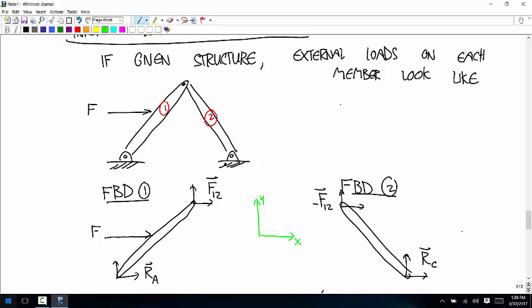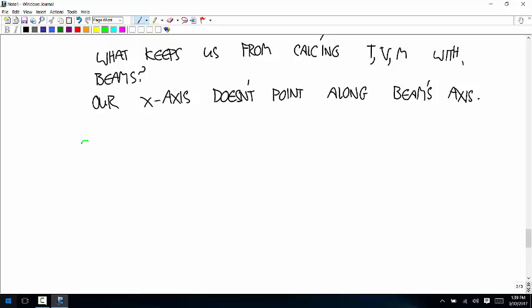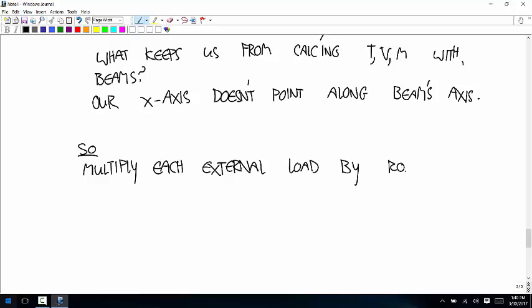Rotation matrices work really well for fixing that problem. So multiply each external load by a rotation matrix that puts the x-axis along the beam.